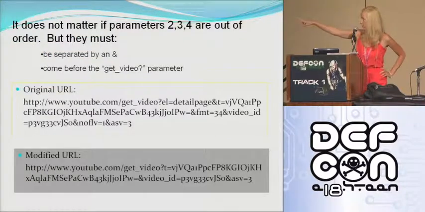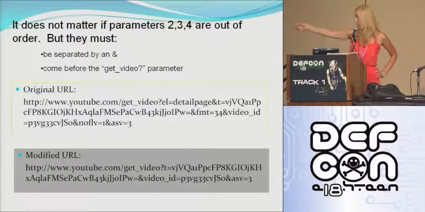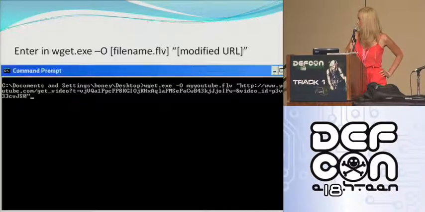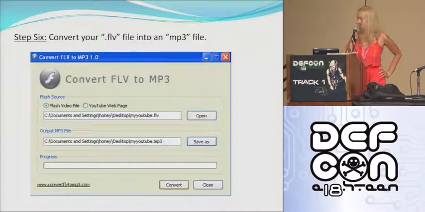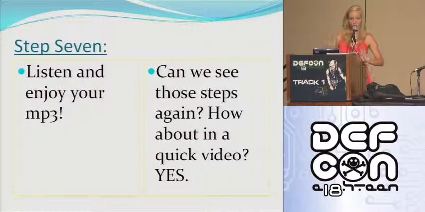Okay, so I have my example URL, and now I have my modified URL at the bottom. And I'm just wgetting this modified URL. So there, I'm putting the commands in with wget, with my modified URL. I'm executing it, and my download's complete. And now I'm going to convert it to an MP3 if I want it to be an MP3 file. And let's see a video of all of that and some of the things that don't work in my other video.